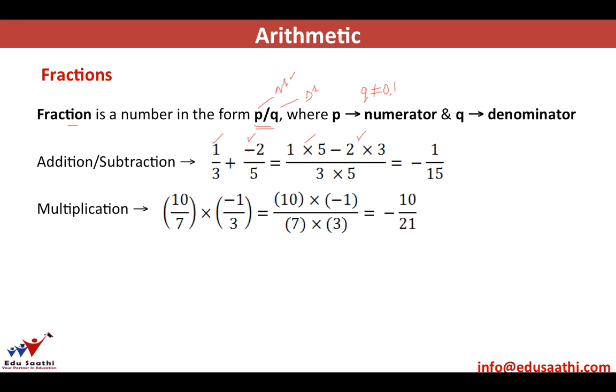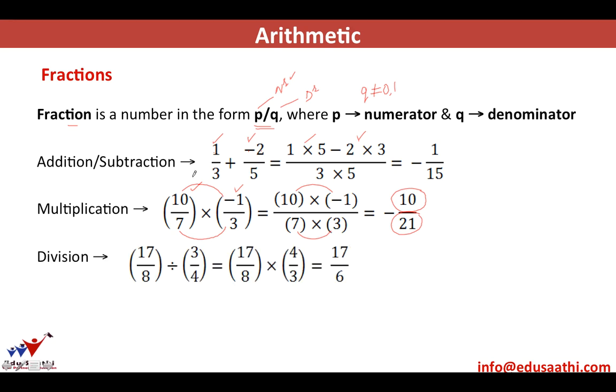In order to do multiplication, what I would follow is, say, 10 by 7 into minus 1 by 3. I'll multiply numerators with numerator and I'll multiply denominators with denominator. So 10 into minus 1, 7 into 3. This will be minus 10, my final numerator, and 21 as my final denominator.